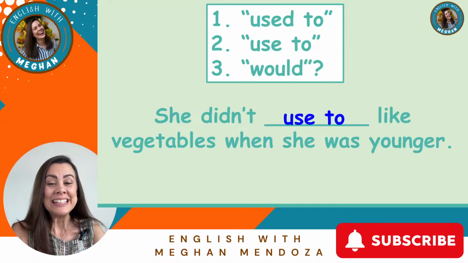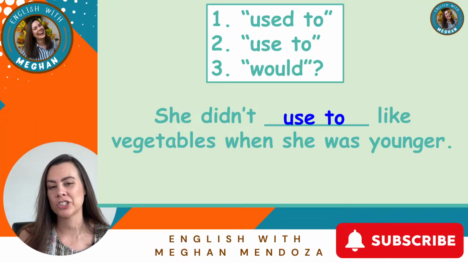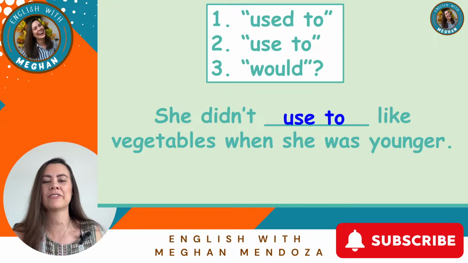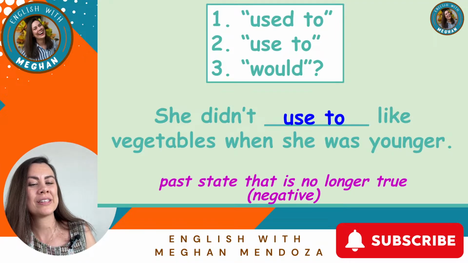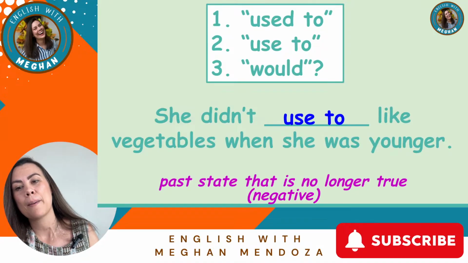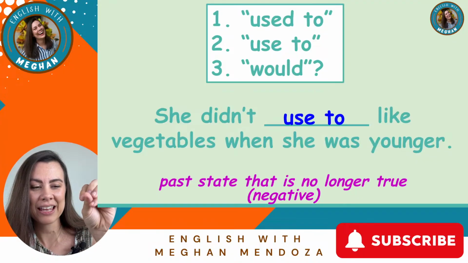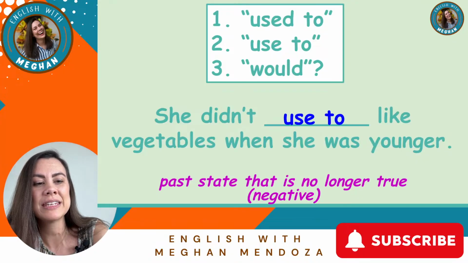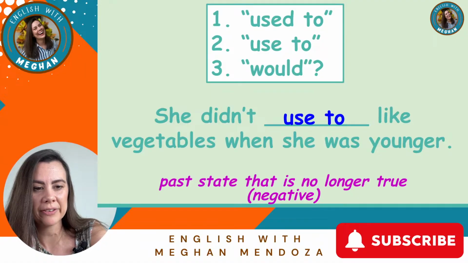Okay. She didn't used to like vegetables when she was younger. She didn't used to like vegetables. The reason is that this is a past state that is no longer true, but we're using the negative here, okay? We have our past tense form shown in the "didn't." She didn't used to like vegetables. Be careful with the pronunciation there, vegetables, okay?